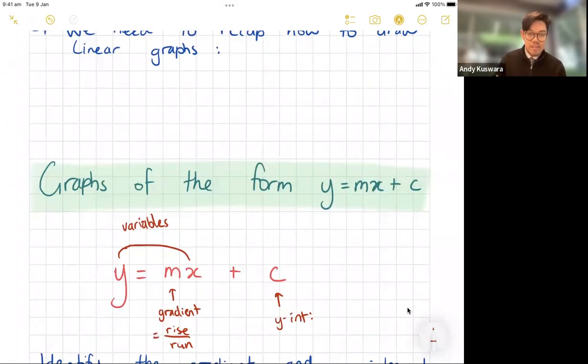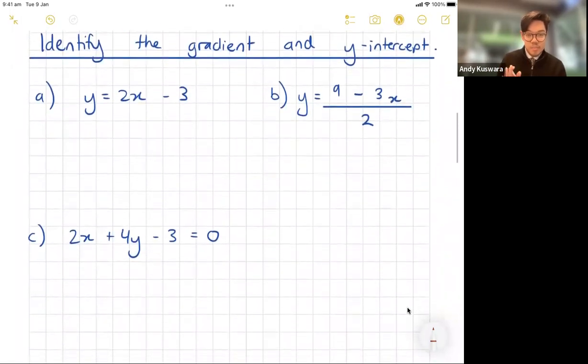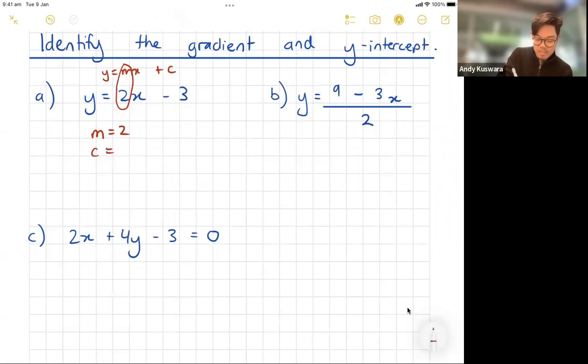So that's what the graph y = mx + c means. M, your gradient, is always attached to the x, and then your c is always what we call a constant. That's why it's c. It doesn't have a variable attached. Starting very simple, we just have to identify the gradient and the y-intercept. The gradient is the m, the number that's attached to the x. In this case, your gradient is 2. And then your y-intercept here is just whatever's left, the -3.